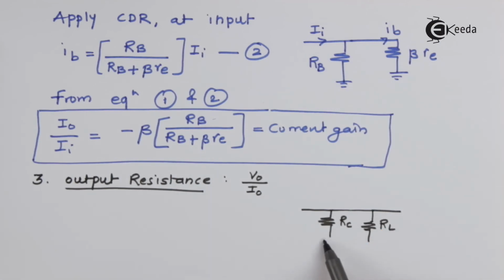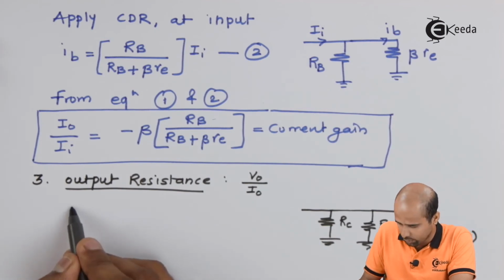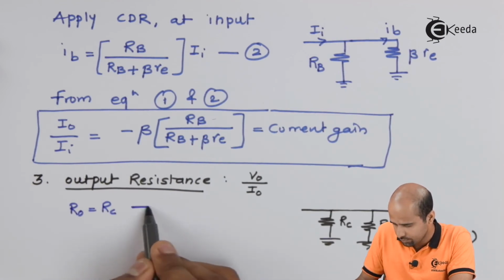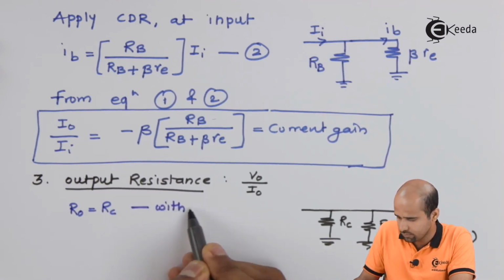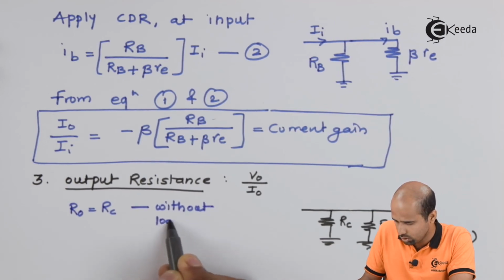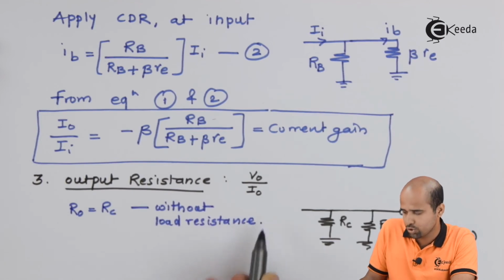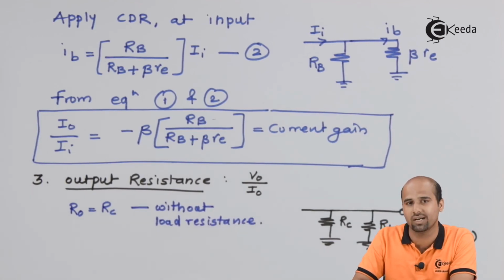So this is RC and RL connected in parallel. Now if we look from this particular output side, then we will directly get the value of RO as RC parallel RL. Here I can directly write the value of RO is equal to RC, mention here without load resistance. So if you don't have any load resistance, resistance of the collector itself will act as a load.